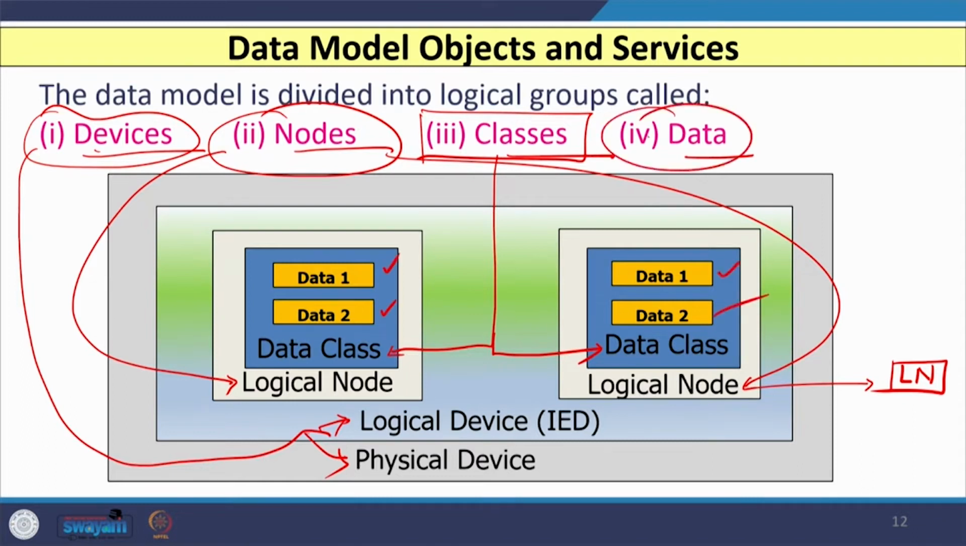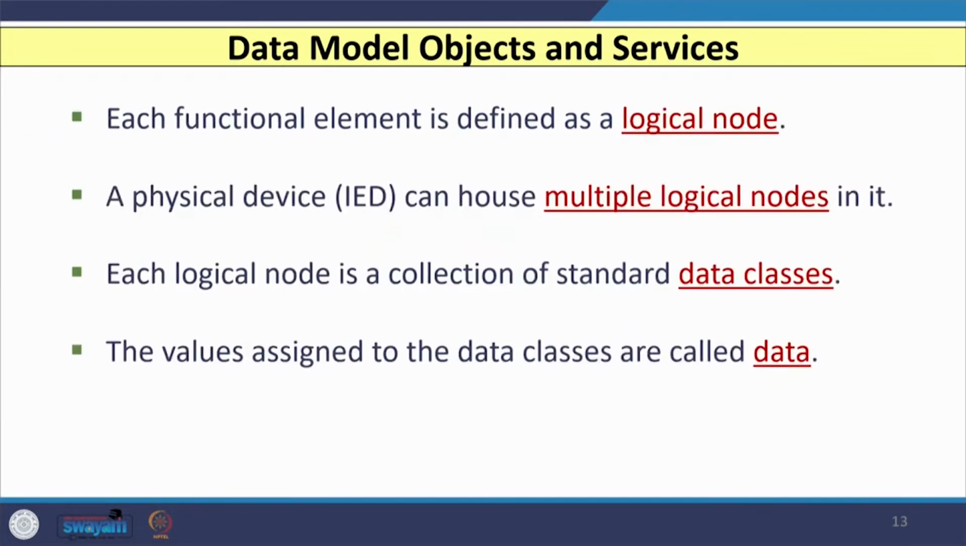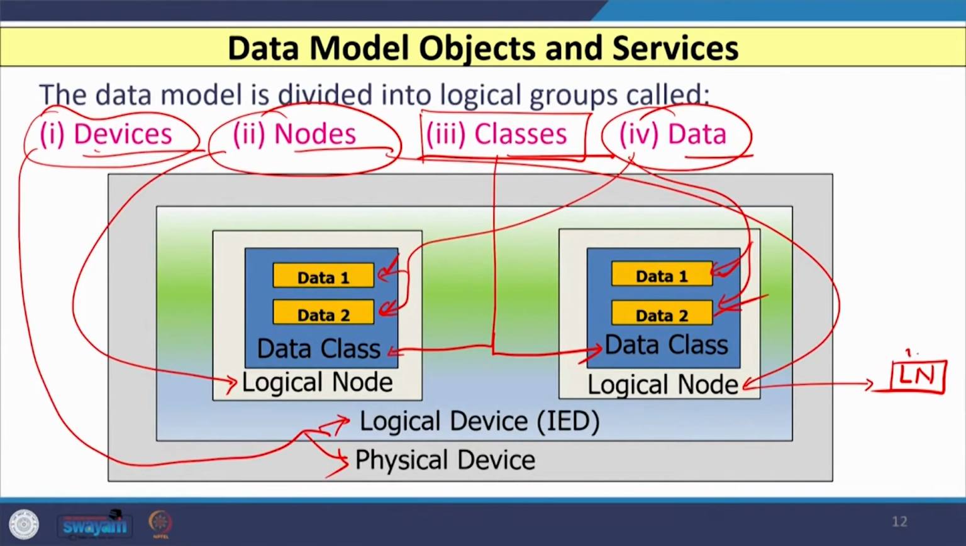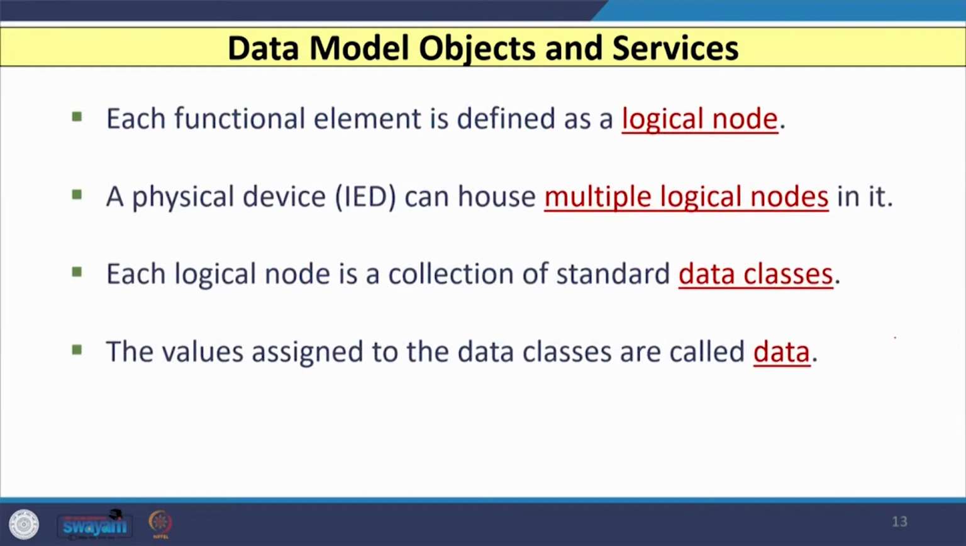So, this point data is nothing but these two things, and similarly here you have the data that is available in the data classes. These data classes are again part of logical nodes, and different logical nodes are there in the physical devices. Now, if I consider the logical nodes, denoted by the symbol Ln, then each functional element is defined as a logical node. So, any physical device, let us say IED or PMU, has many logical nodes. Any functional element can be defined as a logical node.